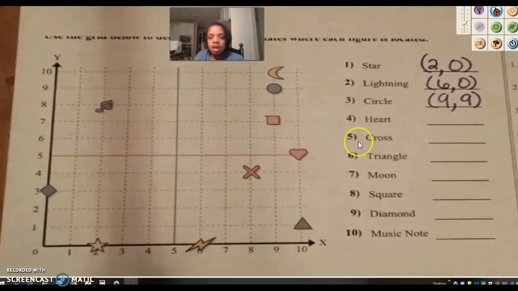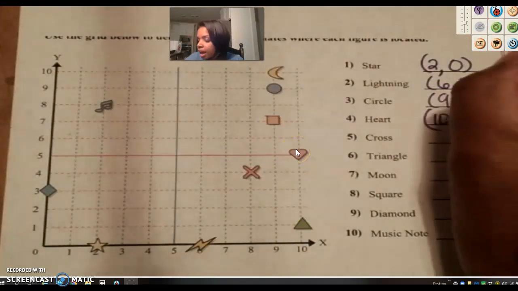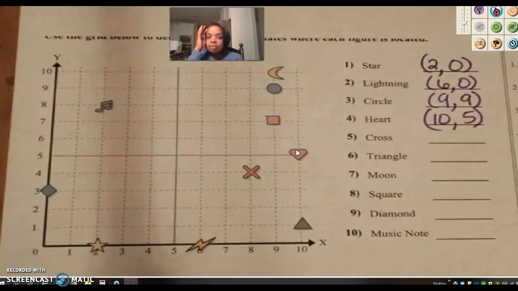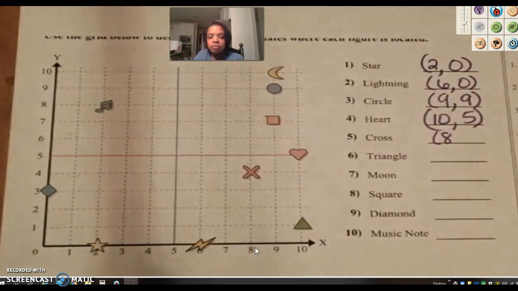All right, next one is the heart. I see that I have a heart here. So I'm going to start all the way over at the origin. It's under 10, so that's my first number in my ordered pair. And then I'm going to go up 5. So it's 10, 5. Remember that the X always comes first. All right, so now I'm looking at the cross. I'm going to start from my origin and slide over, and I notice that it's at an 8. And then I'm going to go up, and it's at 4. So 8, 4 is my ordered pair.